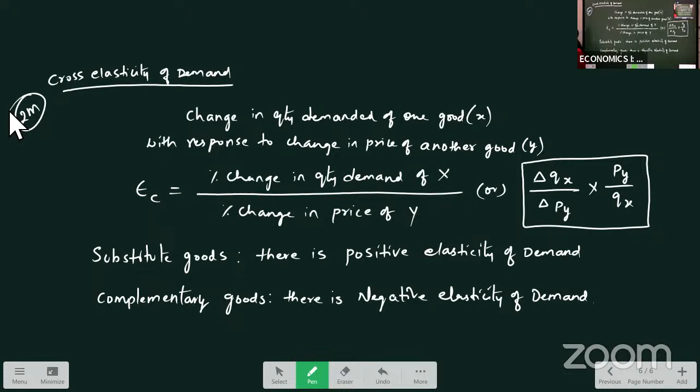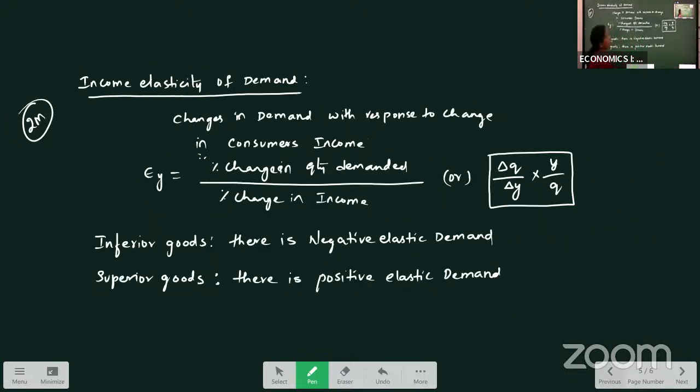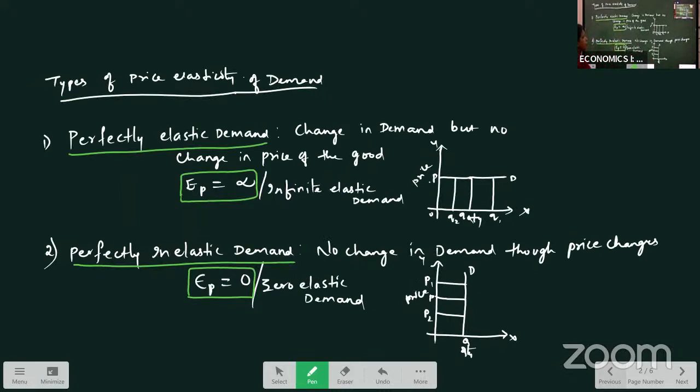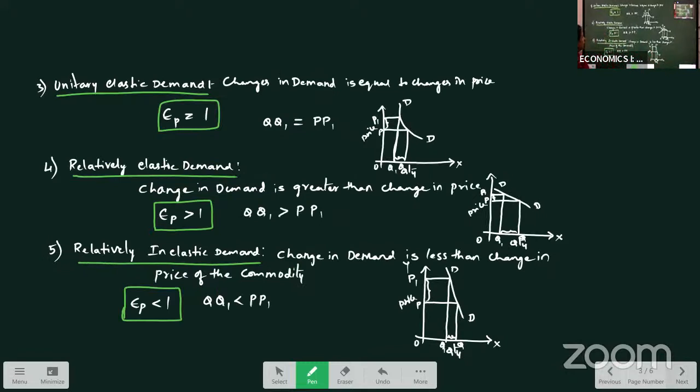So with this, we have completed the elasticity of demand also. You can see all the VSAQs and their answers in your textbook. From this elasticity of demand, you can prepare cross elasticity for 2 marks. Next, income elasticity for 2 marks. Then types of price elasticity, any type they may ask for 2 marks: perfectly elastic demand, perfectly inelastic demand, unitary elastic demand, relatively elastic demand, and relatively inelastic demand.